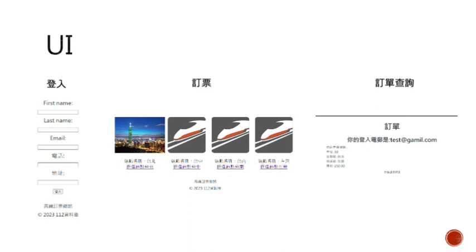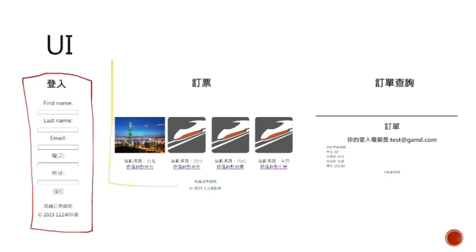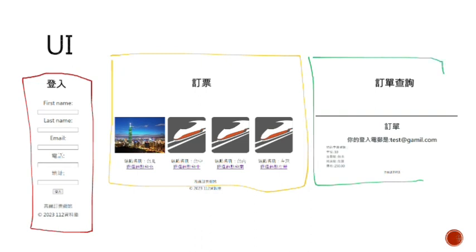And this is our user interface or UI. On the left, we have the login system, where you can put your first name, last name, email, phone number, and address. And in the middle, you have the booking system, the booking ticket system. You can choose your departure station and you can choose your arrival station. And on the right here, you have Tingtan Chashun or order inquiry. You can see your order ticket here.